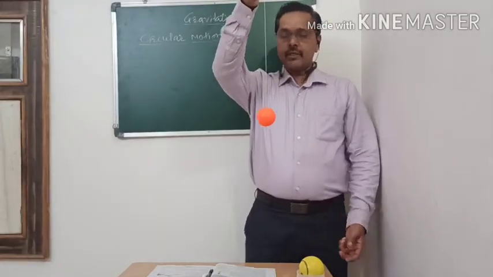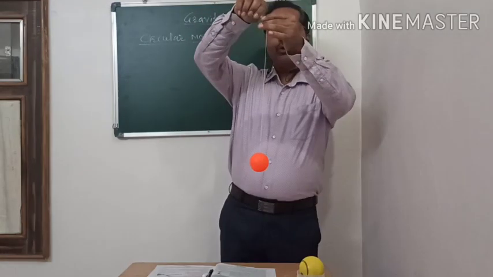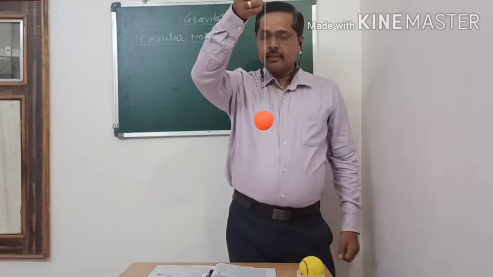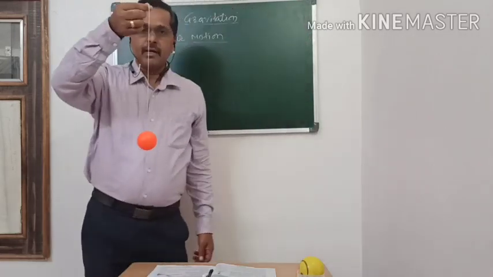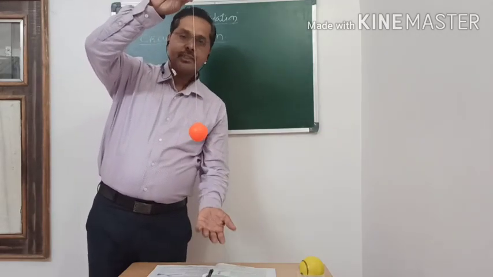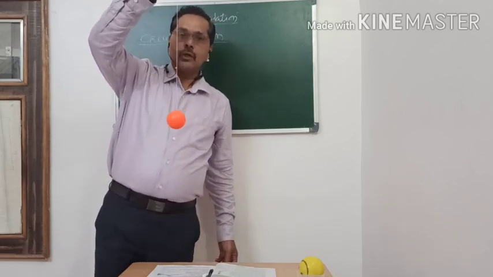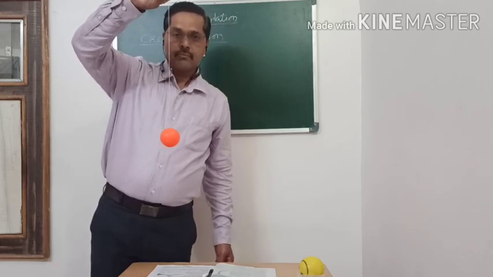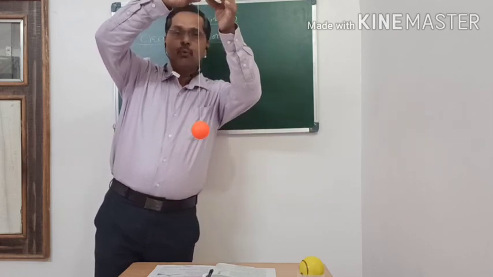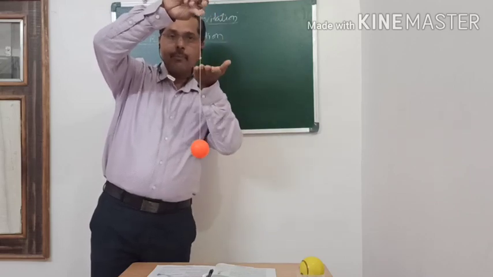A simple activity. This is a ball. I hold it in my hand. So am I applying any force on it or not? Definitely a force is applied by me, because if there is no force, then it would fall downward due to the gravitational force. But I am holding it, so I am applying force on it. What is the direction of that force? Definitely I pull this ball towards my hand, so the force must be in the upward direction.